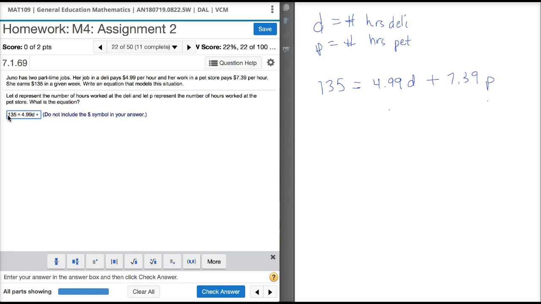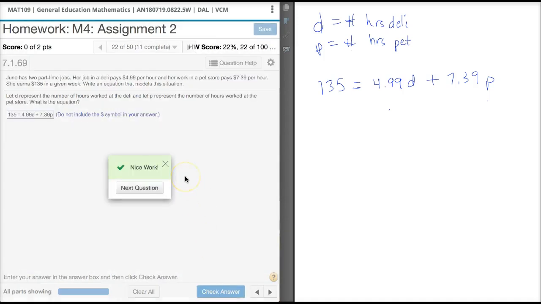Make sure that when you type in these variables, you notice they use lowercase d's and lowercase p's. So make sure that you also use lowercase d's and lowercase p's, because if not, the system will count your answer incorrect.